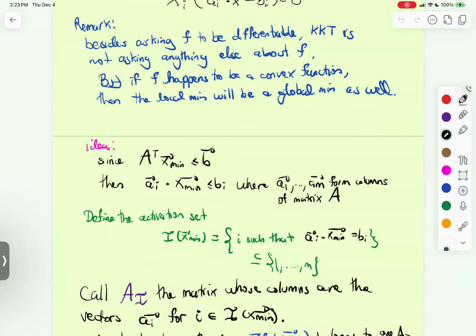Here the non-negativity is not being used. It's more like, what is the interpretation of a matrix times a vector?